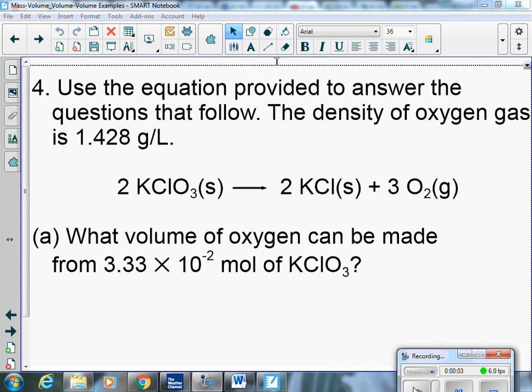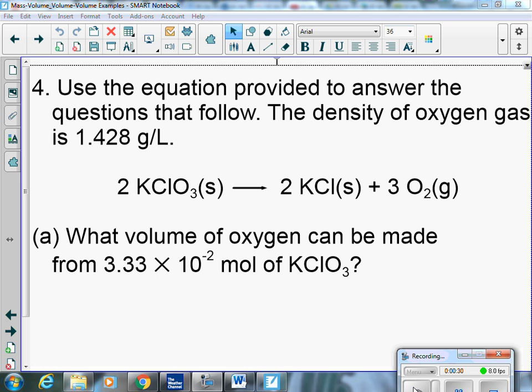Okay, here we go with this example. It says, use the equation provided to answer the questions that follow. The density of oxygen gas is 1.428 grams per liter. Now I look at my equation. Potassium chlorate is decomposing into potassium chloride and oxygen. It appears to me to be balanced. Would you agree?